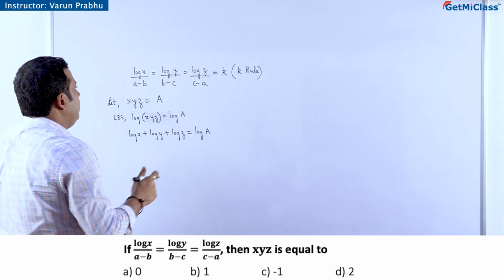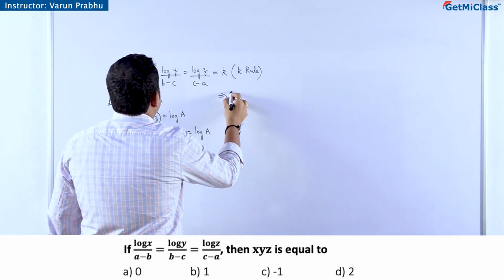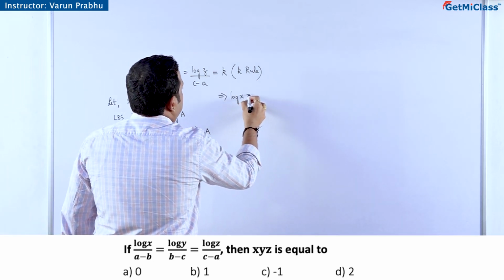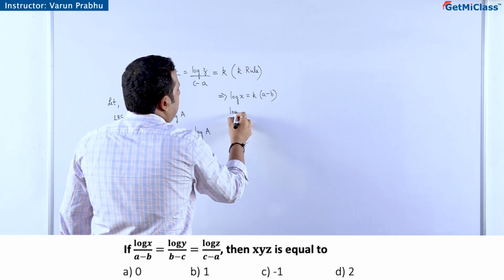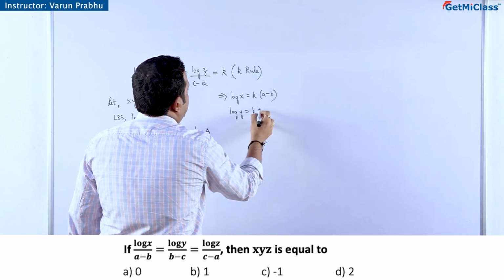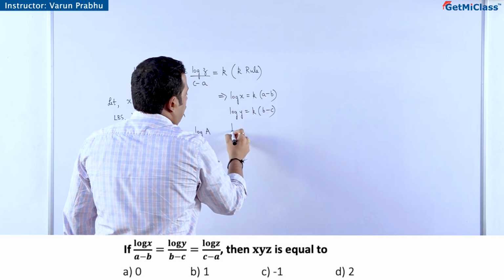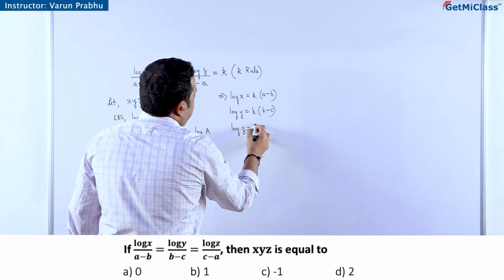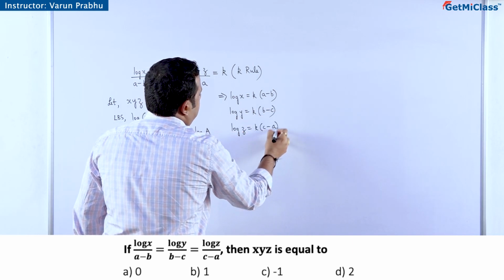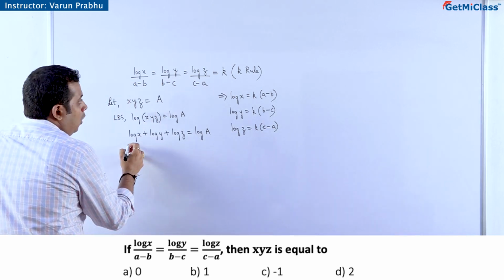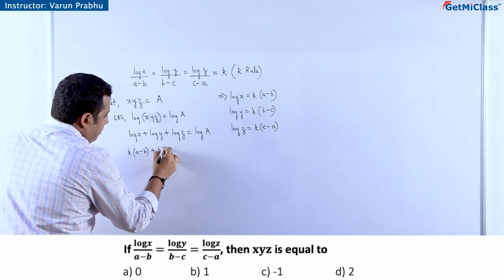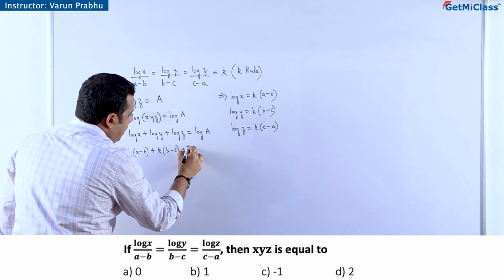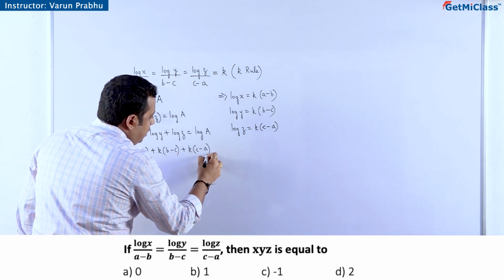So can we not write, this implies to me that log x can be written as k times a minus b. Log y can be written as k times b minus c. And log z can be written as k times c minus a. So k times a minus b plus k times b minus c plus k times c minus a is equal to log a.